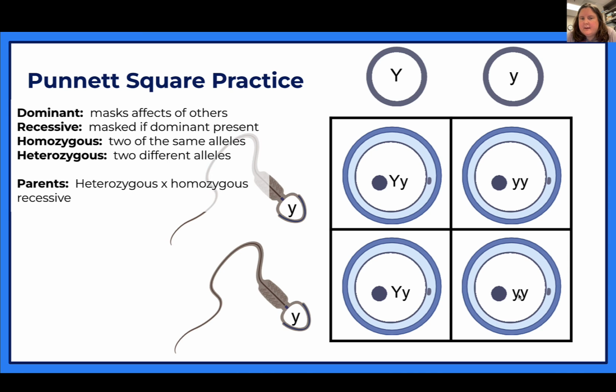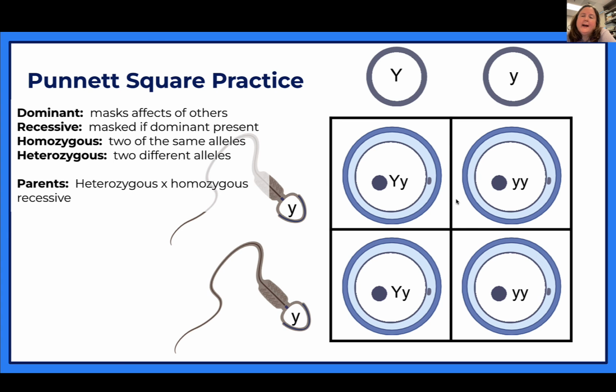In this image, we do not have any capital Y's, but a capital Y would be 2 of the same alleles, so homozygous, and they both are dominant if they're capital Y's. So this is how you would fill out a Punnett Square.